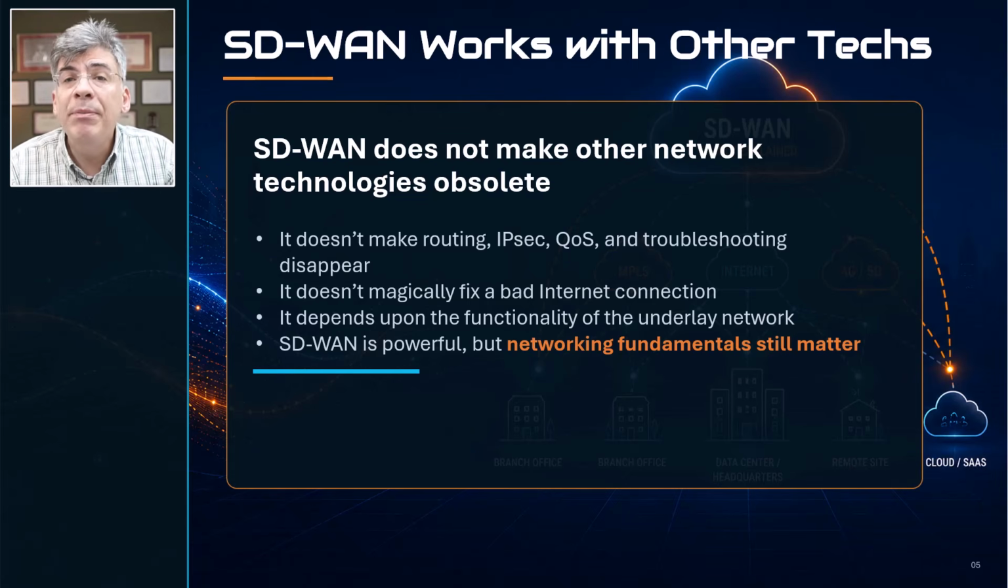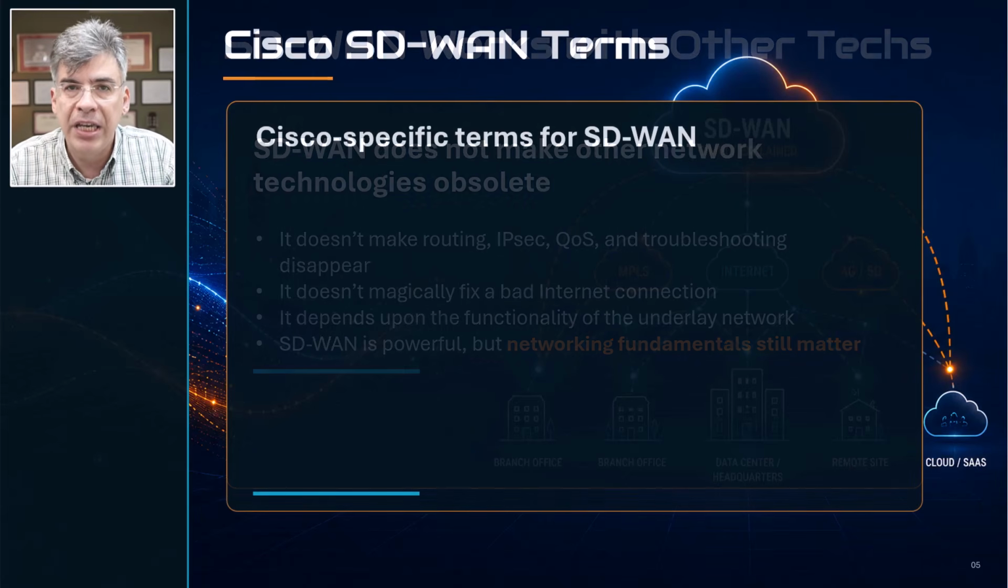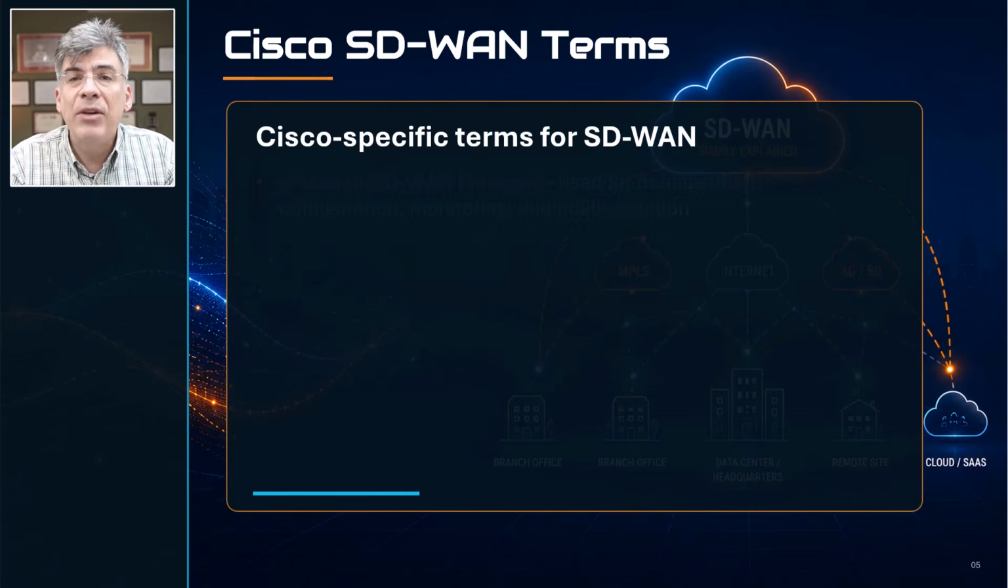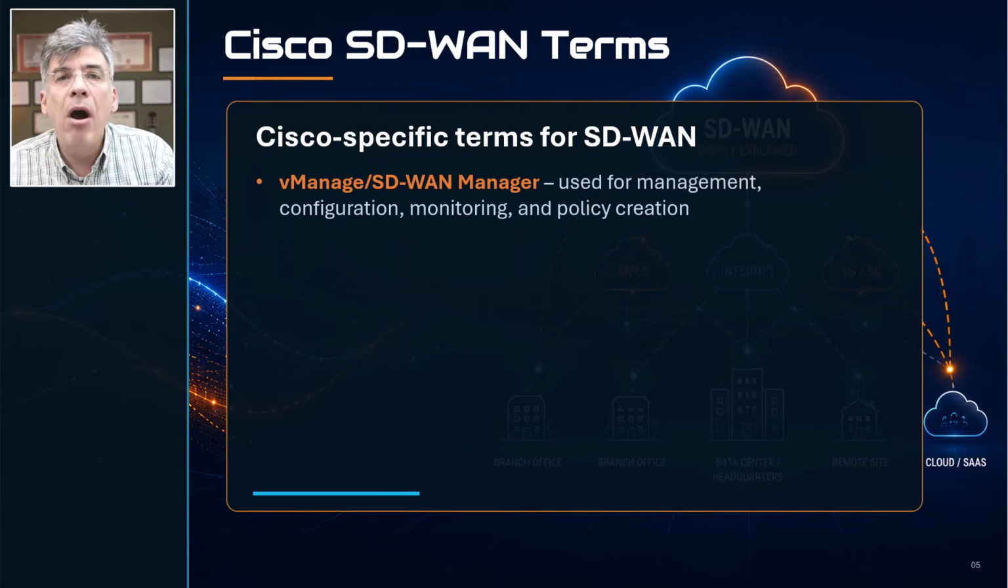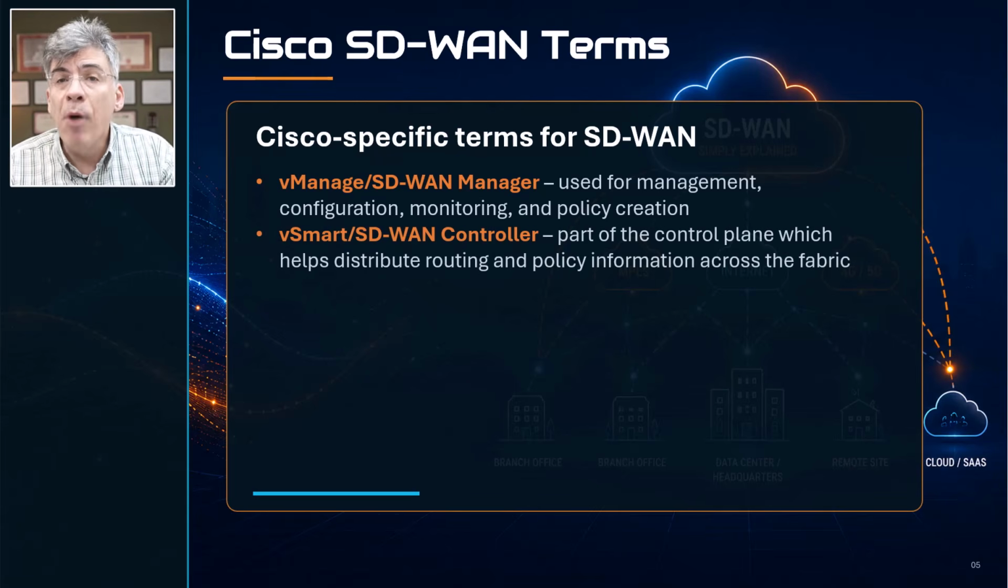Now, because we will be using Cisco SD-WAN examples throughout the series, let's briefly introduce some of the Cisco terms you will hear. In Cisco SD-WAN, vManage, which is now often referred to as Cisco SD-WAN Manager, is used for management, configuration, monitoring, and policy creation. vSmart, or the Cisco SD-WAN Controller, is part of the control plane. It helps distribute routing and policy information across the fabric.